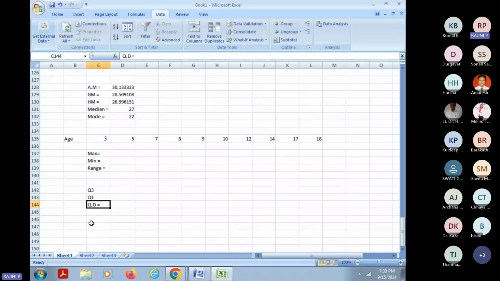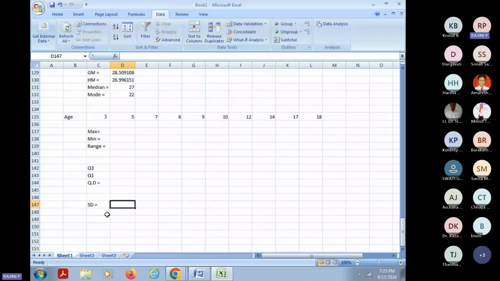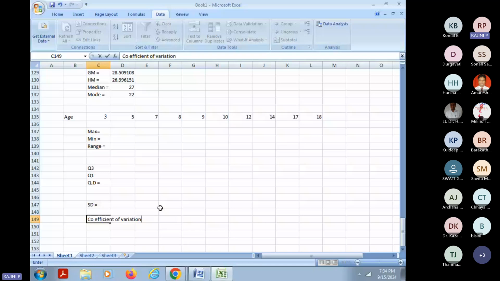Okay, and next you need to calculate the standard deviation. These are the things you need to do. And the next one is you need to calculate the coefficient of variation. Okay, coefficient of variation. This is what you need to find. So how can we do that?